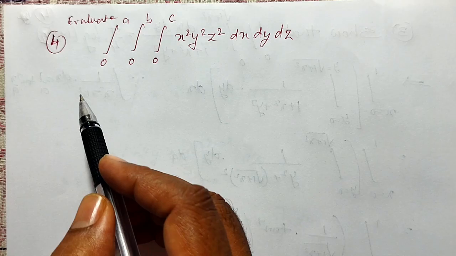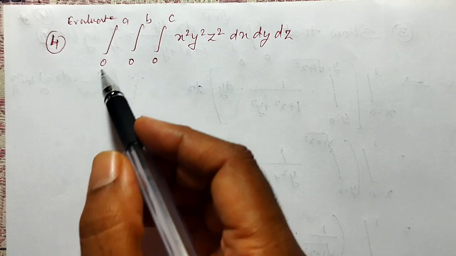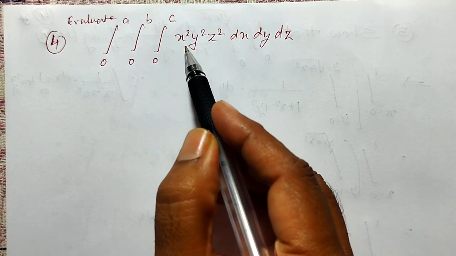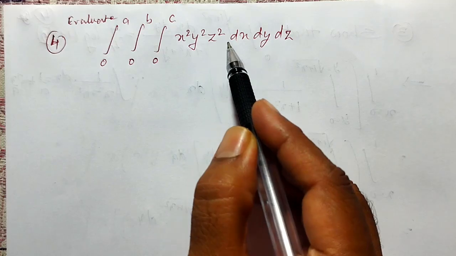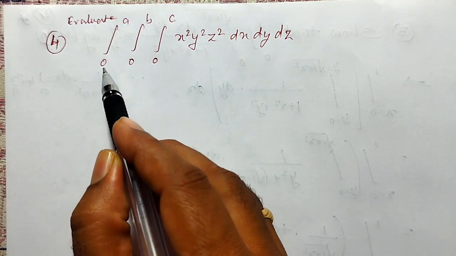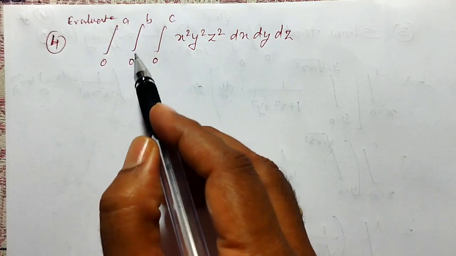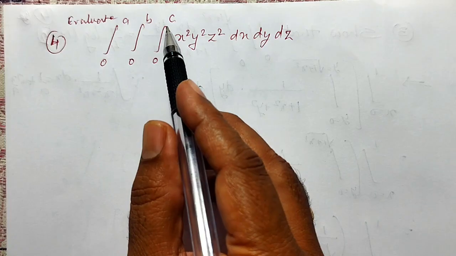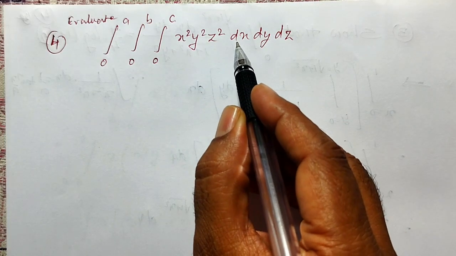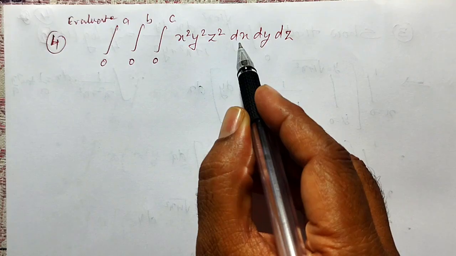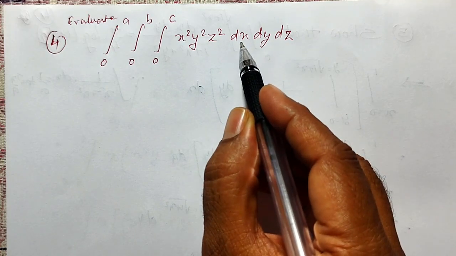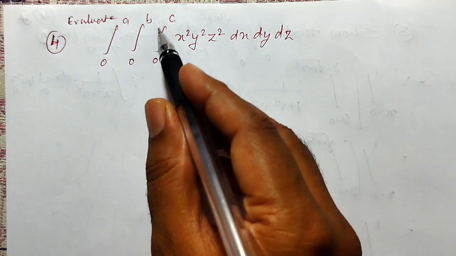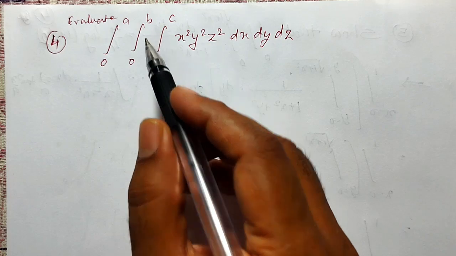A simple example I have chosen to evaluate. Here a triple integration is from 0 to a, 0 to b, 0 to c, x square into y square into z square dx dy dz, and the limits you can observe here are all constants. If the constant limits are there, then we will evaluate in the order of the given differentials dx, dy, dz. First we will integrate with respect to x, then with respect to y, then with respect to z, because of the given order. The limits are in constant form.